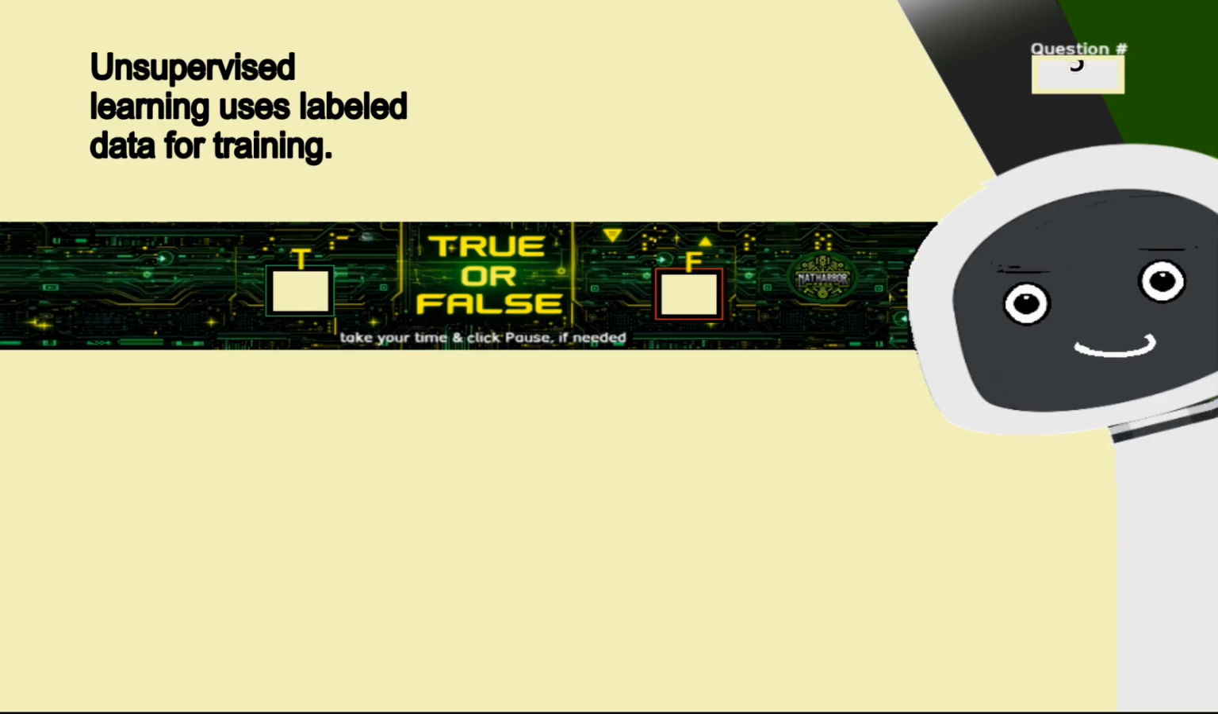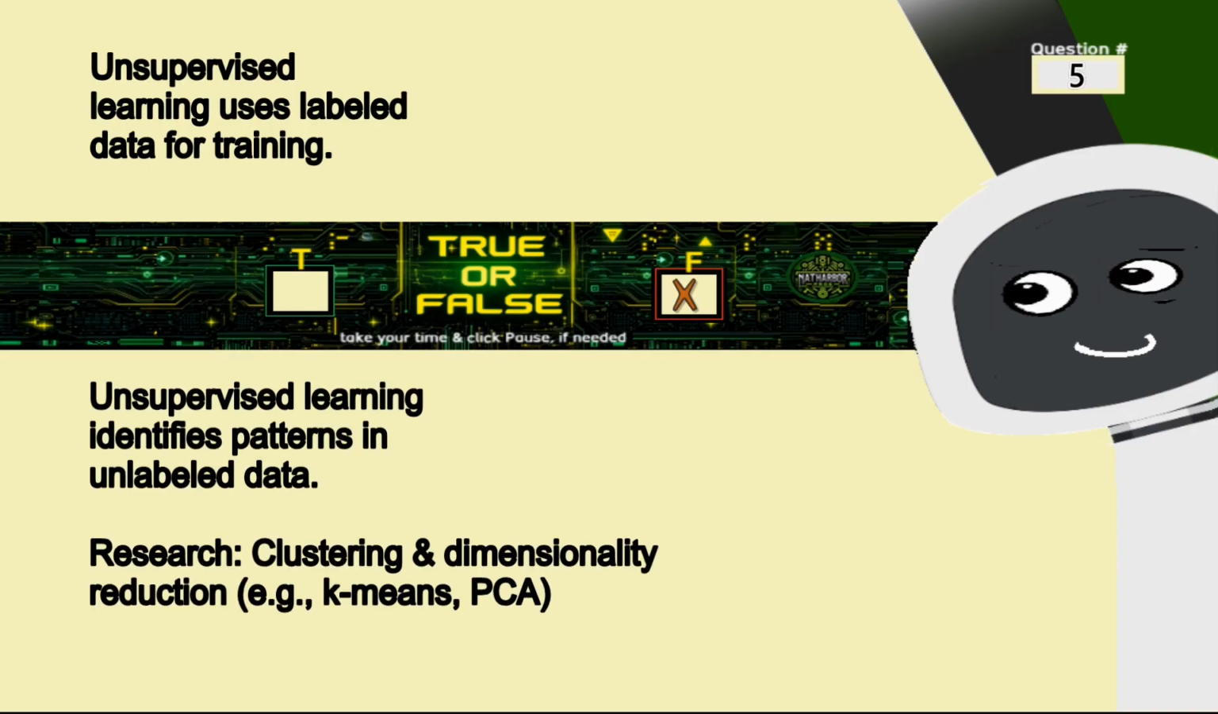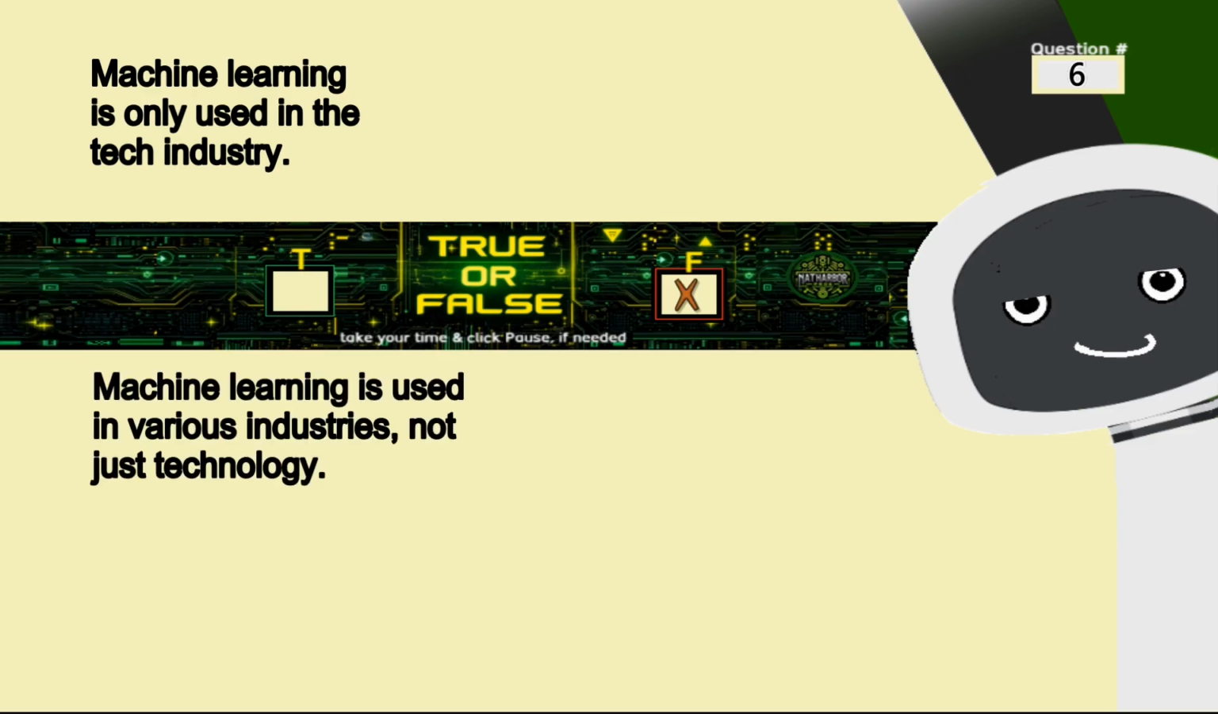True or false? Unsupervised learning uses labeled data for training. This is false. Unsupervised learning identifies patterns in unlabeled data. Research clustering and dimensionality reduction. Also research k-means and PCA. True or false? Machine learning is only used in the tech industry. That's false. Machine learning is not just used for tech, it's used in various industries.